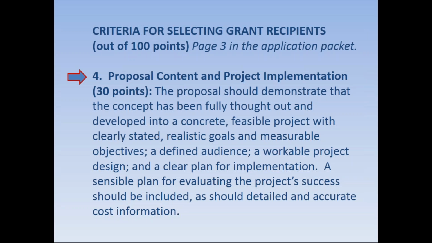And finally, the fourth criteria is proposal content and project implementation. We're looking for well-developed ideas where you've already figured out a lot of the details, a good evaluation plan, and a good budget. One way to think about this criteria is to look at your proposal from the point of view of the reader. Ask yourself questions such as, does it paint a clear and complete picture of what you want to do? Are there areas that are vague and could leave the reader with questions?